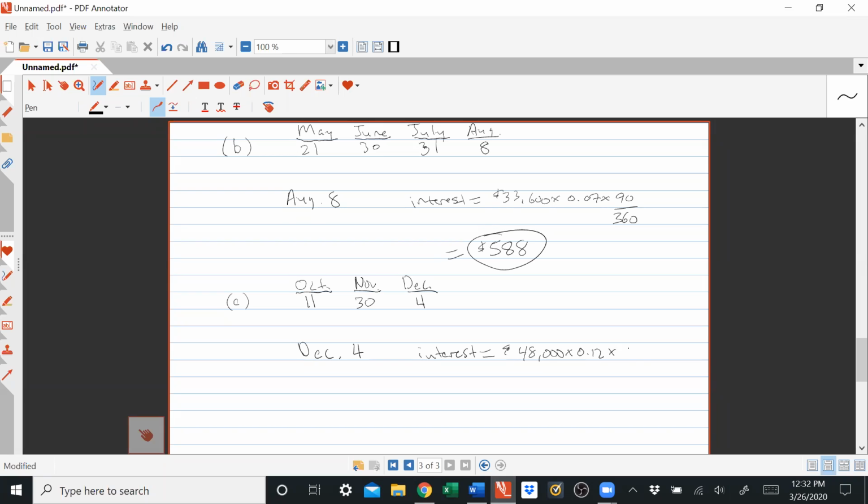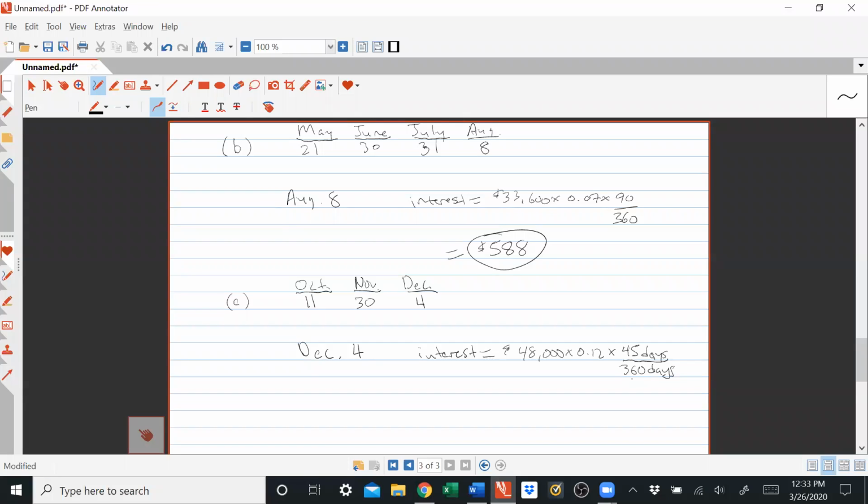I believe when you're doing the homework for chapter 8, they assume that there are 365 days in a year when they're doing these calculations, but they tell you that. And so then you would be dividing by 365 here, not 360. Why do accountants assume 360 in these sorts of calculations?